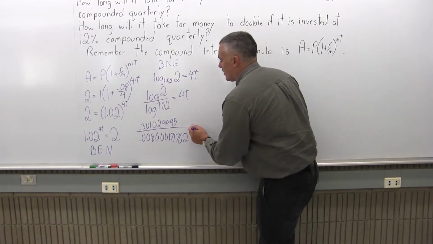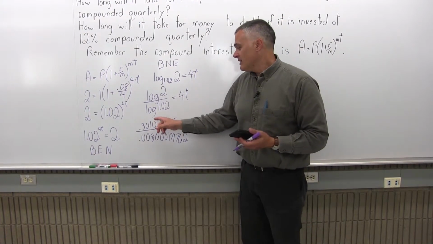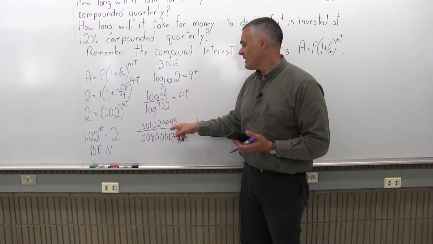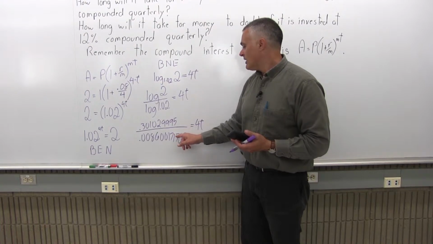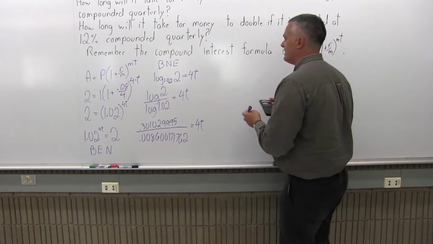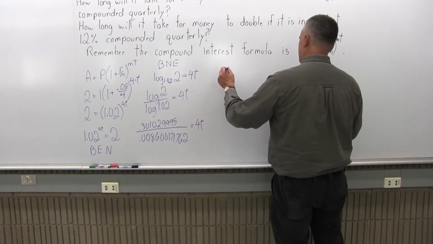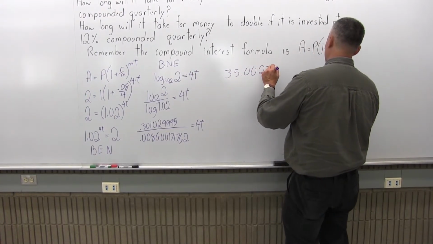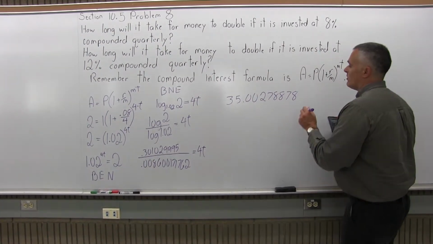And that's equal to 4 times t. So now I want to divide 0.301029995 divided by 0.008600171762. So let's divide that. And when I do, the left side of the equal sign is 35.00278878. Now remember, that's not the answer.